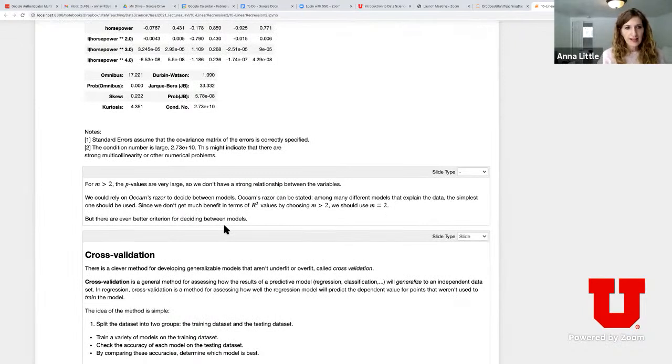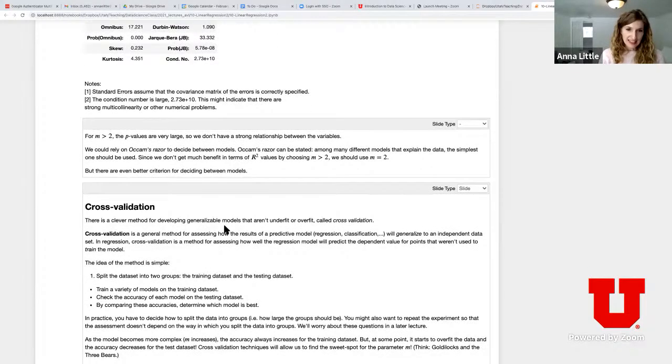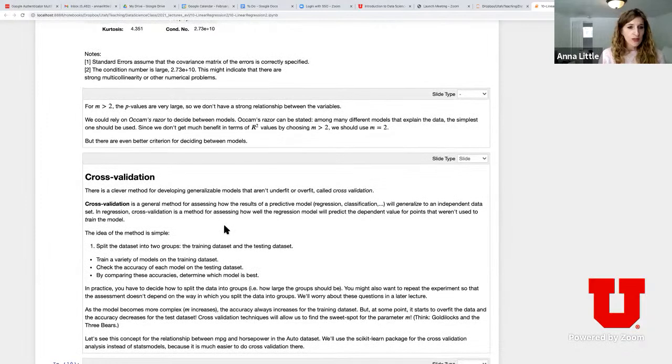So we could rely on Occam's razor to decide between the models. We could look at how the R squared changes and say, well, we don't gain much by increasing after 2, so let's do a second, but we do see a good increase by going from a 1st degree to a 2nd degree polynomial, so let's go with the 2nd degree. That is a reasonable way of thinking for sure, but there is an even better, more scientific way to decide between various models using a procedure called cross-validation.